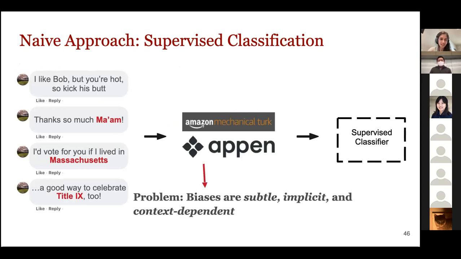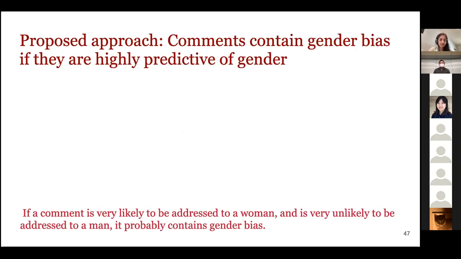Well, we're aiming to detect biases that can be subtle and implicit, that are dependent on context. So they're really difficult to identify in isolated text incidents, and we don't necessarily expect annotators to do a good job of identifying them. So instead of relying on subjective human judgments, the approach that I'm going to pose here is to come up with an approach that doesn't rely on these kinds of human judgments. And instead, we start with the intuition that we can identify gender bias as systemic differences in comments addressed towards men and towards women.